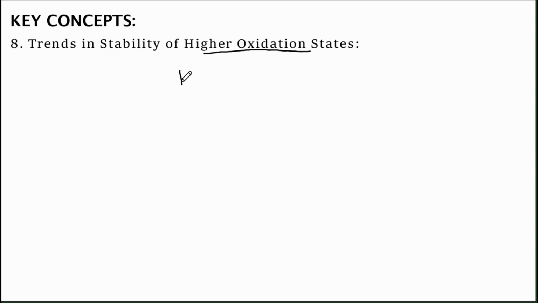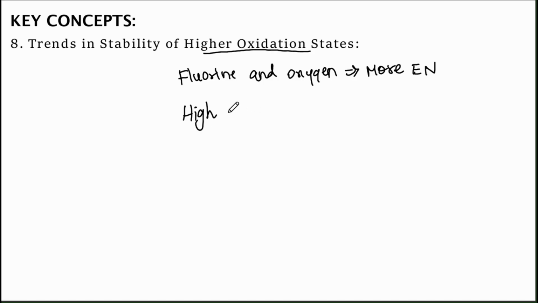The higher oxidation states are usually stabilized by fluorine and oxygen atoms. The reason is, both these elements are more electronegative, so they attract the electron cloud of the metal atom and form a stable bond with the metal. And you can also tell that fluorine has high lattice enthalpy. When a bond is formed between the fluorine atom and the metal, it has high lattice enthalpy, so the bond is more stable and the higher oxidation states are stabilized.